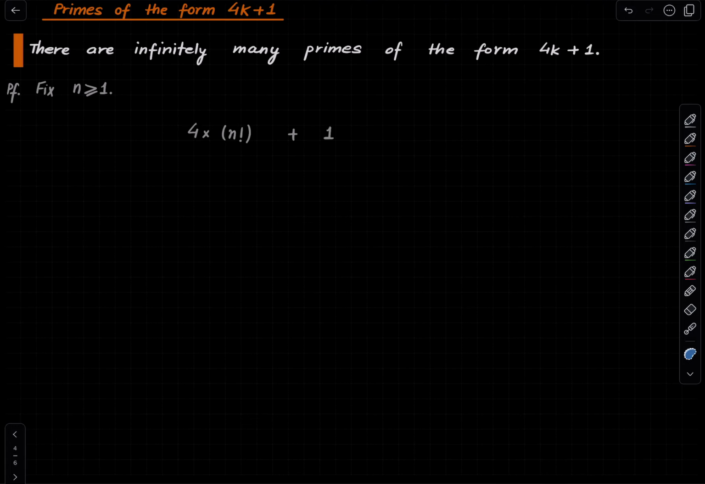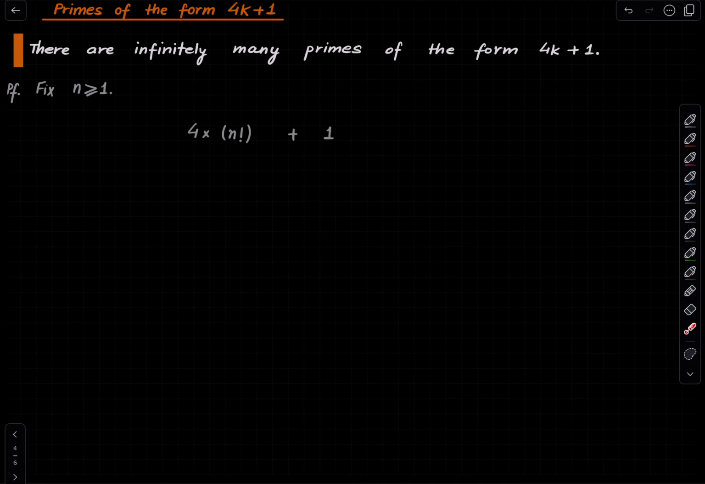Okay, so let's see why. Here, it is not very clear. In fact, it is not clear at all as to why there should be a prime factor of it of the form 4k plus 1. If there were, then we were done. If somehow there was a prime factor of this guy of the form 4k plus 1, then we were done. But how do we ascertain that? We cannot. The problem is this.